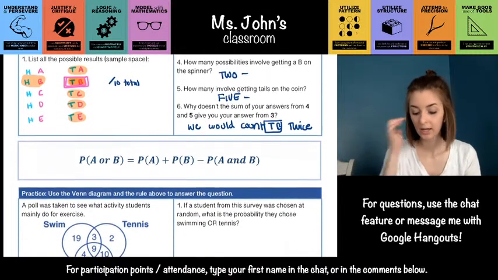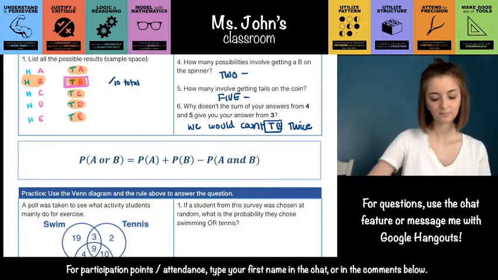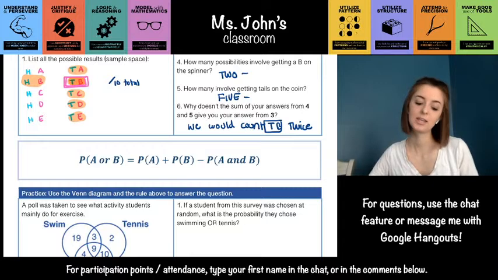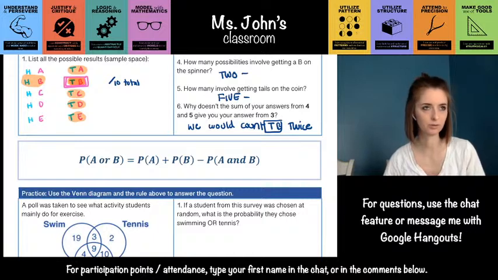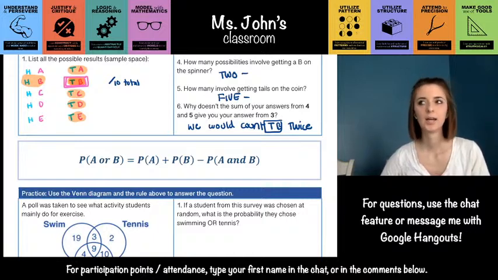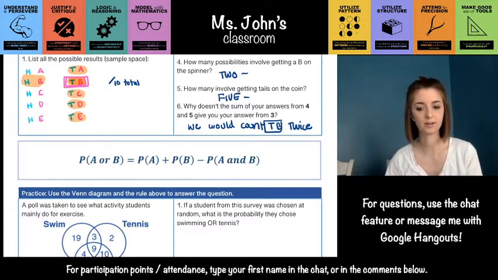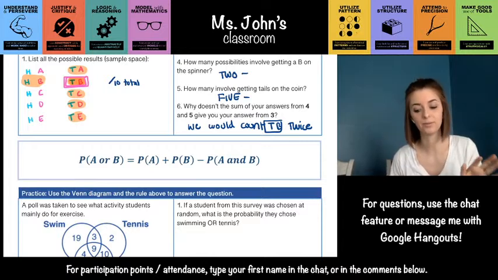So here's where we come to our lovely equation. You will not need to use this unless you are unable, or unwilling, I guess, to list the sample space, if there's too many, or you can't see it. If you can't see the list of all the things that are happening, then you're going to have to use this equation. A lot of times they'll give you a Venn diagram, like you'll see down below, or a list of the sample space, or it's something that you can list out, like the one that we just figured out.